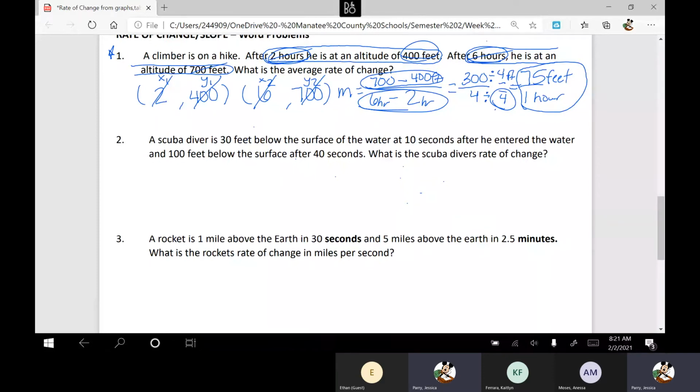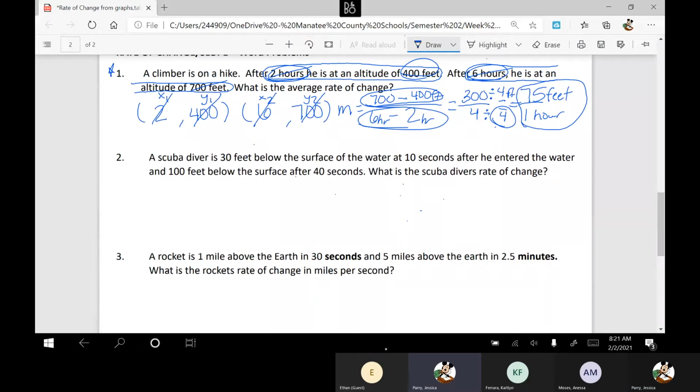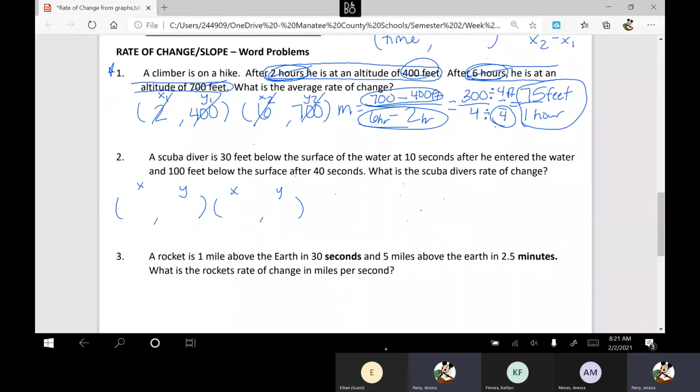Number 2, it says a scuba diver is 30 feet below the surface of the water at 10 seconds after he entered the water and 100 feet below the surface after 40 seconds. What is the scuba diver's rate of change? Okay, so we're going to write our 2 sets of points, x, y, x, y. And remember, time goes first. Let's circle our 2 pieces of information.